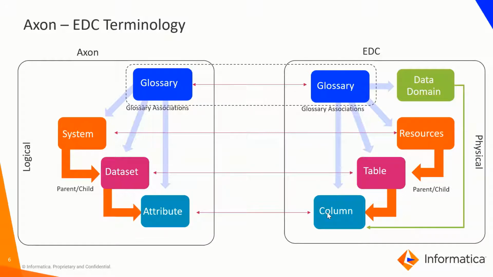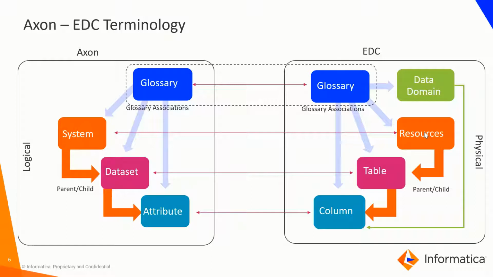Now, how do I represent it on the Axon side, whether as a column name or otherwise? I'm going to represent that as an attribute here. So every column will become an attribute for me, and every table on which this column is hosted will become a data set for me. Axon can have physical data sets related to tables, and it can have non-physical data sets as well. So Axon is just a subset of the data sets that it might host.